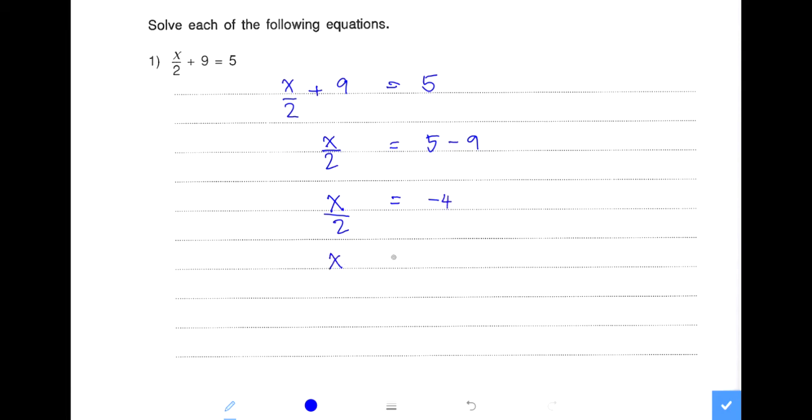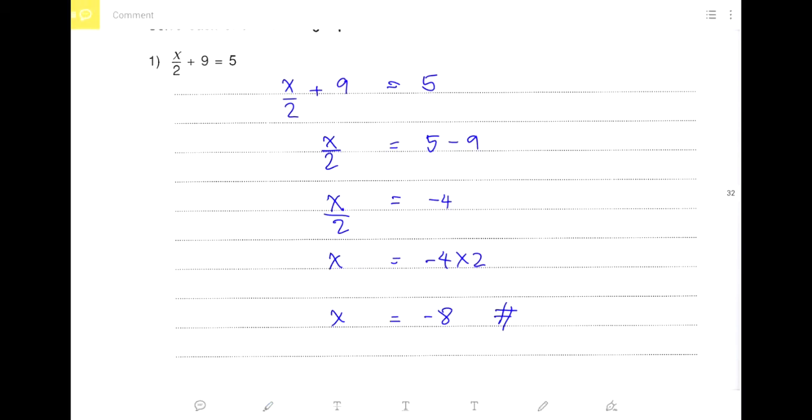Then x is negative 4 times 2, because the opposite of divide by 2 is to multiply by 2. So that is negative 8. That's your answer. This problem is quite easy. Everyone can do it, right? Okay, let's go to the next one.